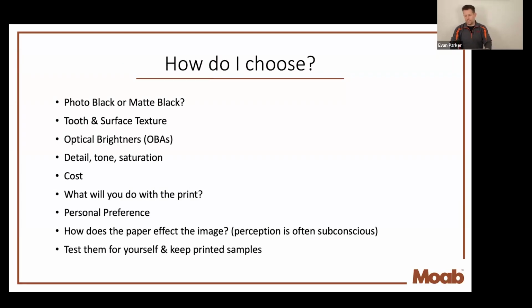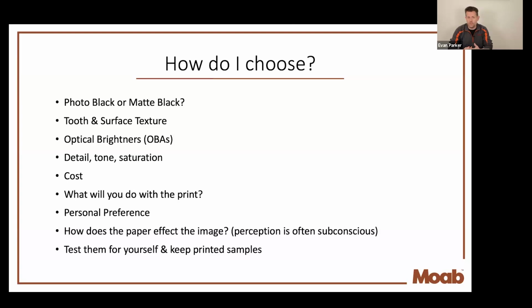So now we'll get into how to put this information to use. How do you choose what paper to start with? Well, you're going to choose photo black or matte black. You're going to determine tooth and surface texture. Do you want a smooth paper? Do you want a little bit of texture? Do you want a lot of texture?